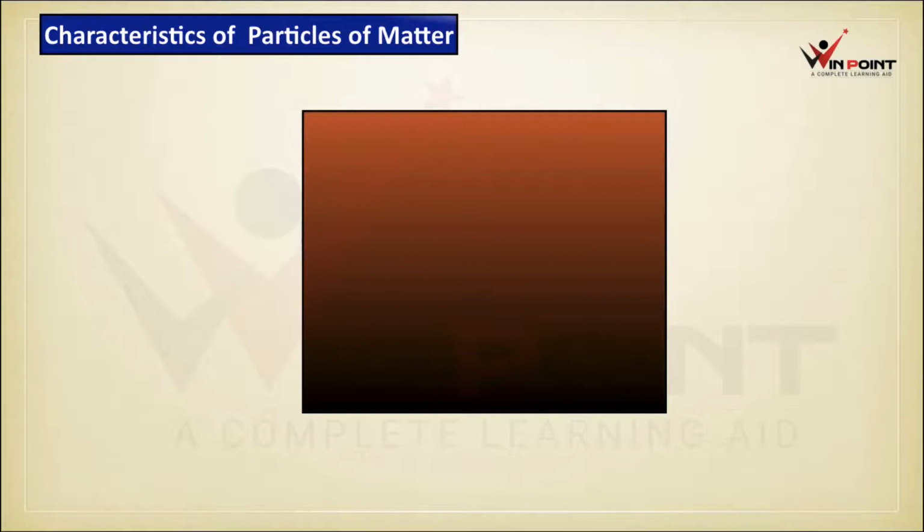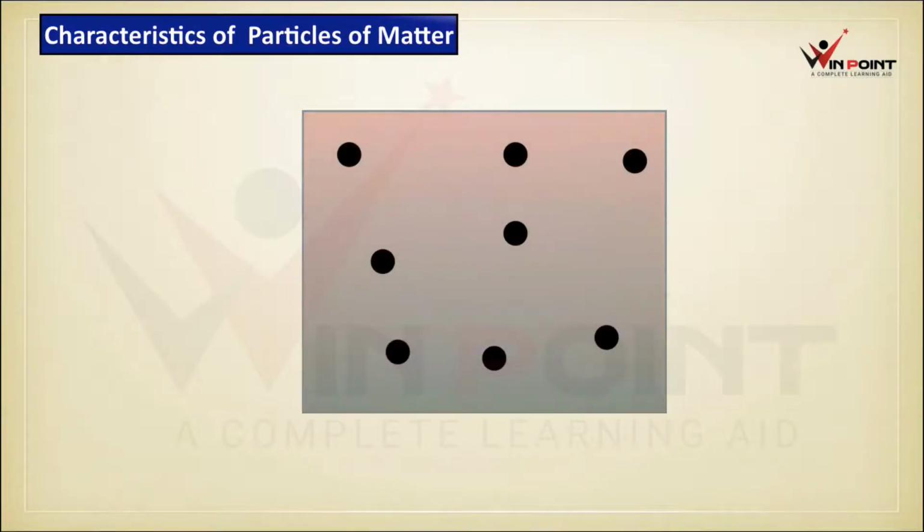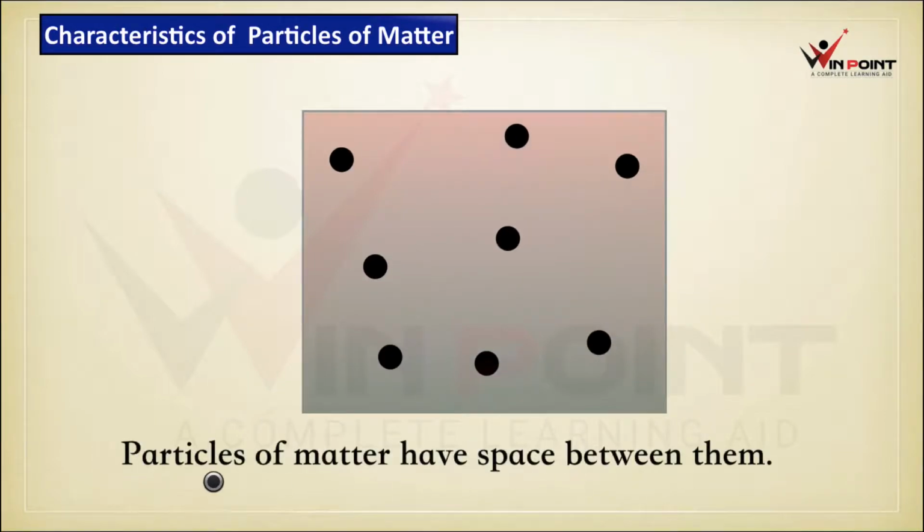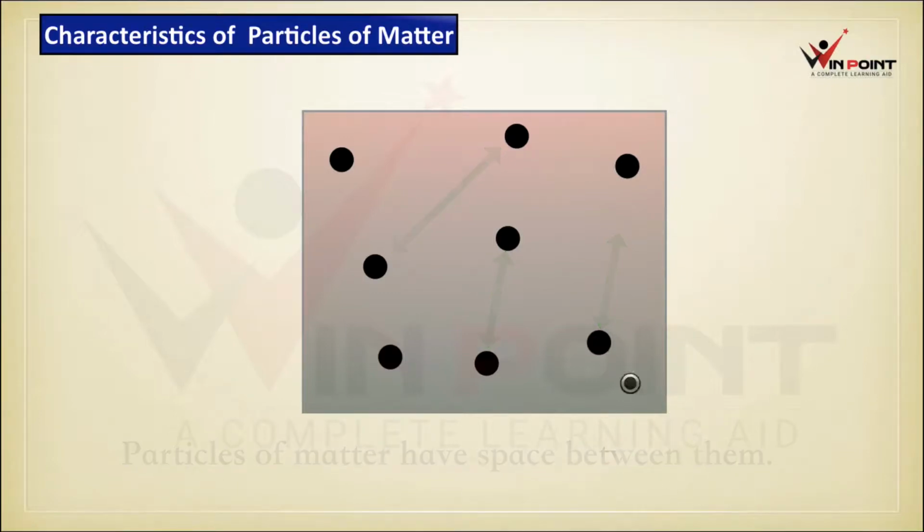Characteristics of particles of matter. Matter is made up of small particles. First one, particles of matter have space between them. Here you can see the space. Between two particles there is a space. It is the first property, particles of matter have space between them.